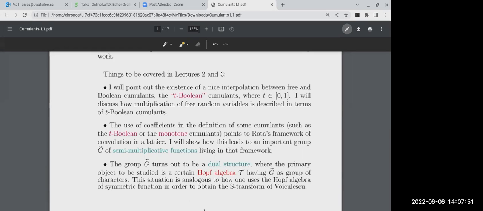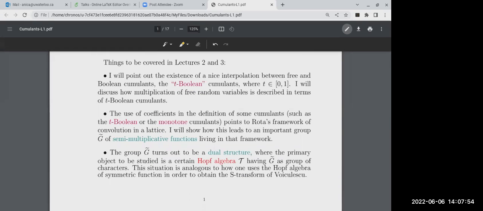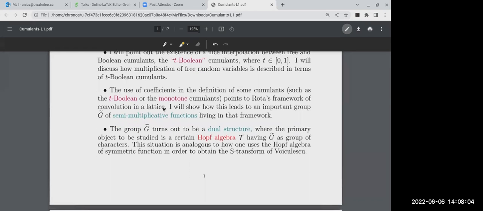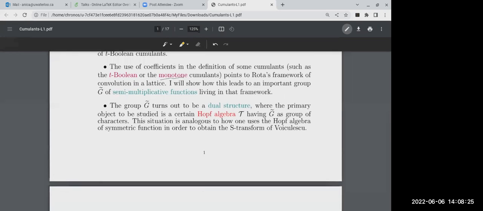Then I'll move towards explaining these T-Boolean cumulants, and also this other important branch of cumulants called monotone cumulants. When you try to integrate the monotone cumulants in the theory that I'm developing, you start to use the framework of convolution in a lattice, and I will elaborate on that. Then there is a certain group of what I call semi-multiplicative functions which play a role there.